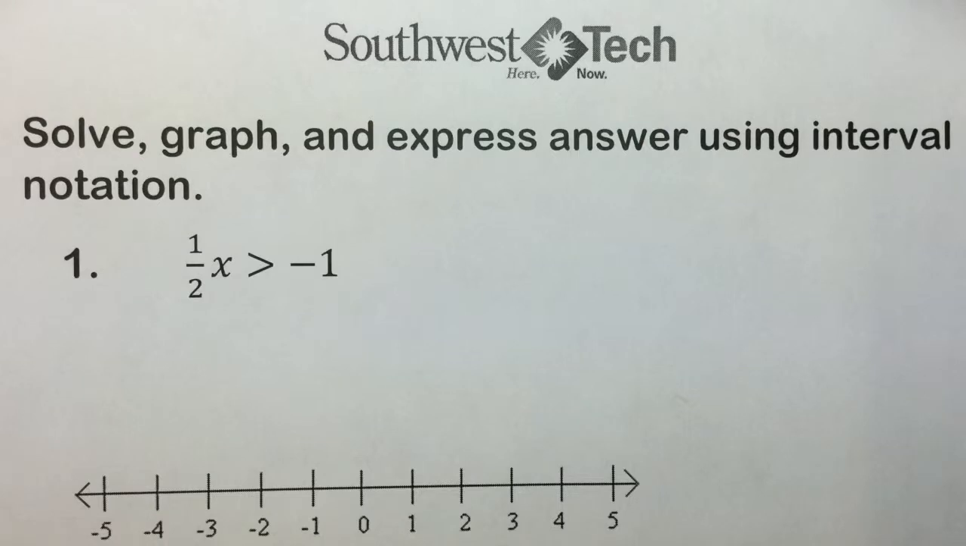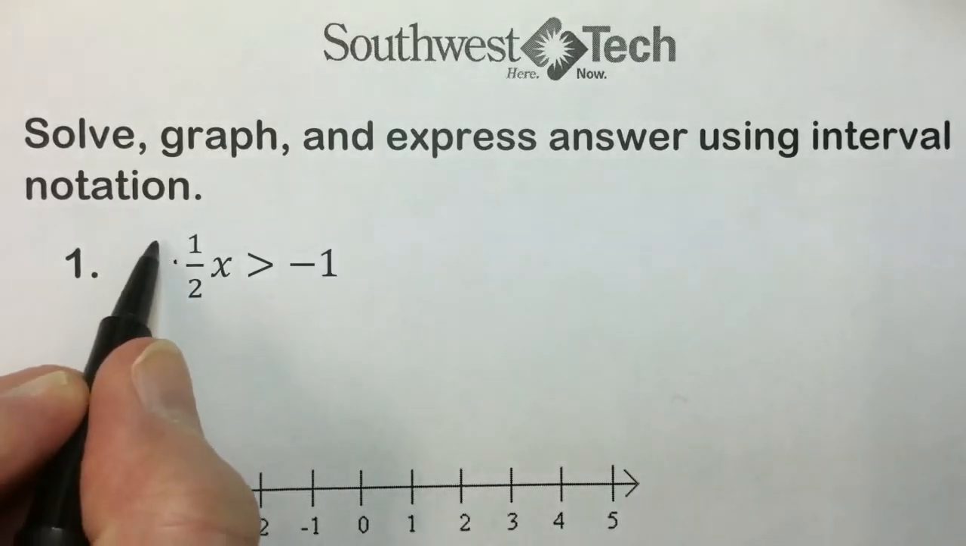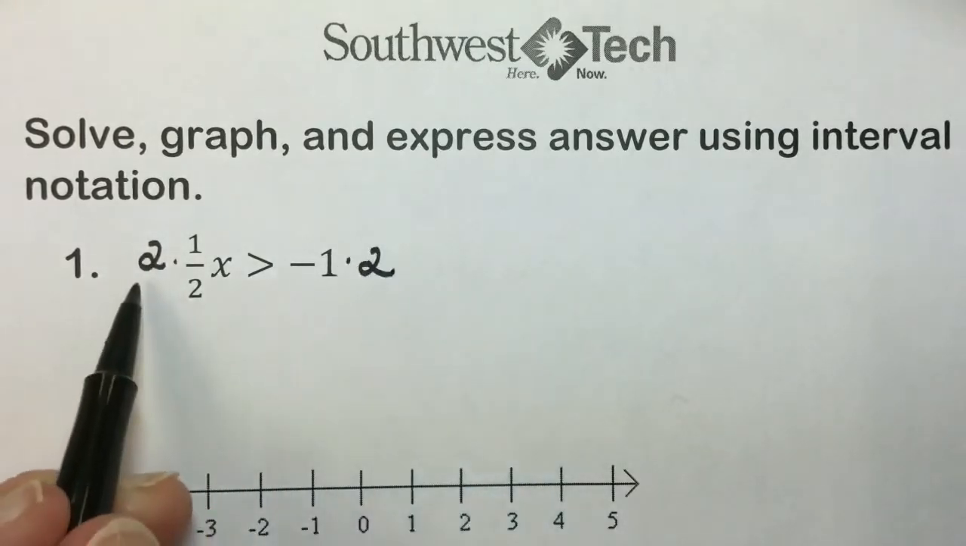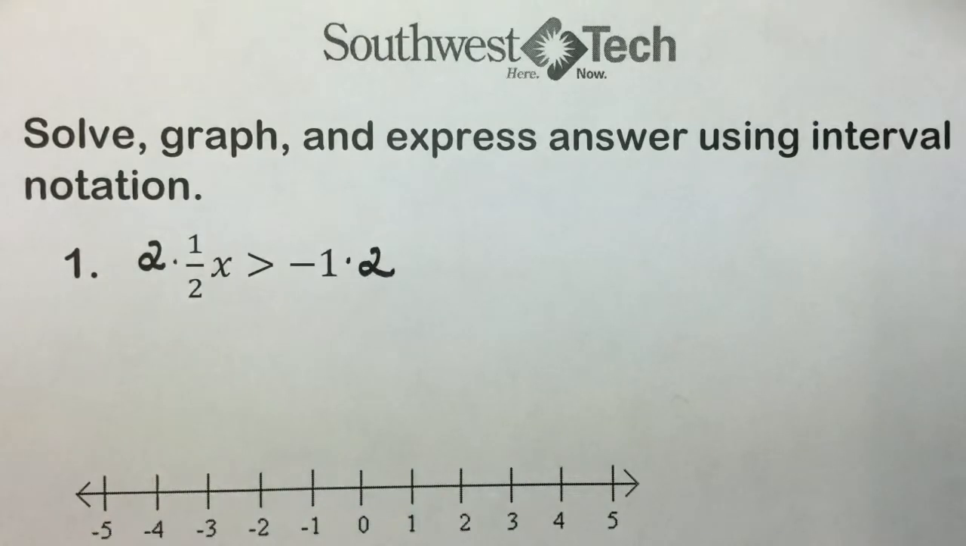Here we have some inequalities that require us to use the multiplication principle for inequality to solve them. In the first one, we want to get x by itself, and the only thing happening is it's multiplied by 1/2. So we will multiply both sides by 2. And as long as that number is positive, everything holds as is. In other words, we don't have any special handling with changing the direction of the inequality symbol.